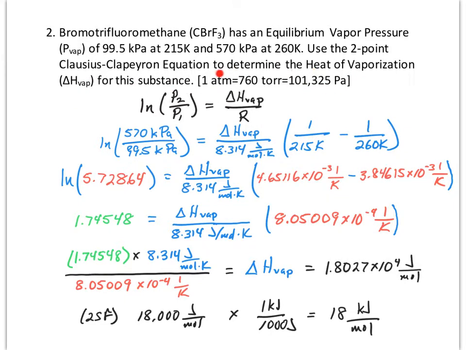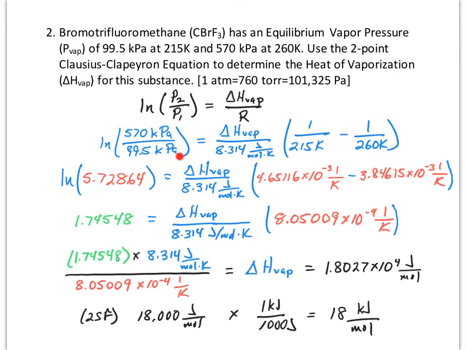Okay? And here's showing some conversions. But remember, because we've got a ratio of pressures here, whatever units we have for the pressure, divide out here. So that makes the Clausius-Clapeyron equation really flexible.